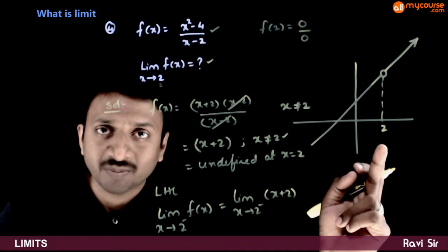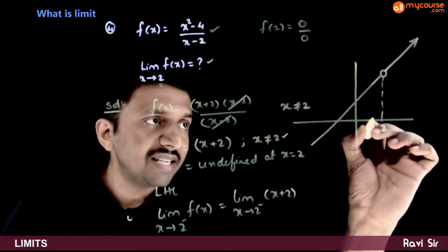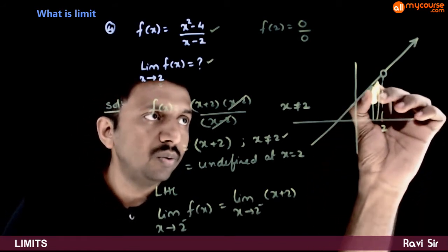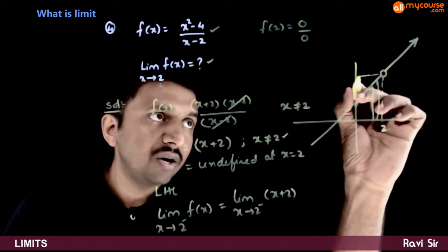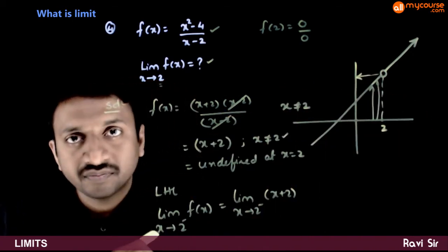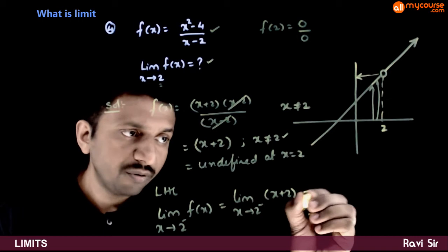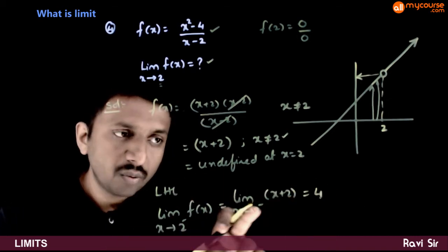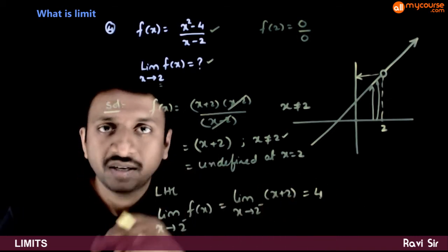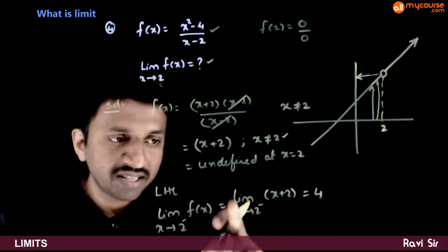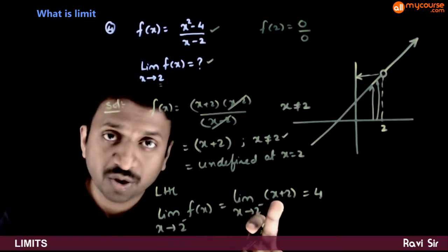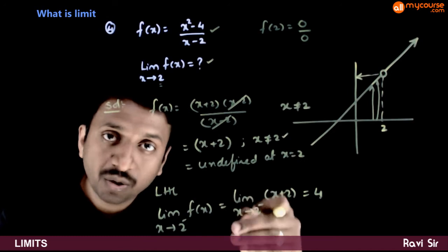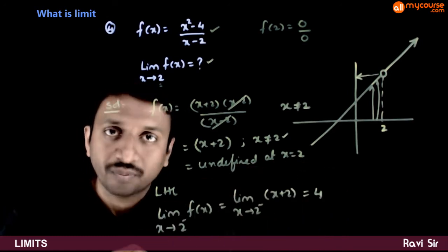As x tends to 2, x plus 2 tends to 2 plus 2. So as you can see, as x gets closer and closer to 2, the value of f of x gets closer and closer to this value, which is equal to 4, right? So when the function is very simple, you can directly do the substitution. So limit x tends to 2 of x plus 2: as x tends to 2, x plus 2 tends to 4.